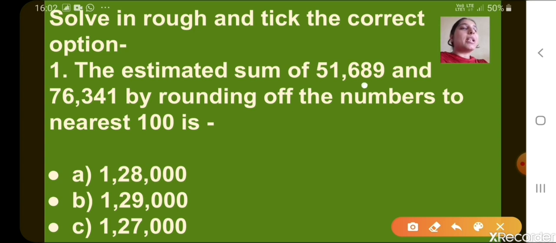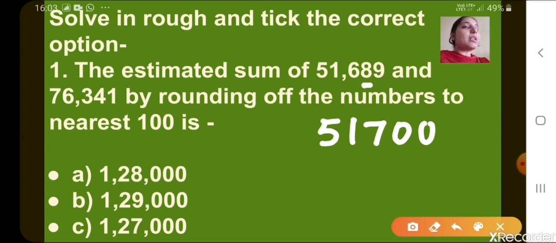So where will we look? We will look at the digit at the tens place. So what is the digit at the tens place in the first given addend? It's 8, which is more than 5. So what will be the round off of the first addend? It will be 51,700, isn't it? Because the digit at the tens place is 8, which is more than 5. So we will add 1 to the digit at the hundreds place. So 6 plus 1, what will we get here? 7. And we'll put zeros at the ones and tens place.